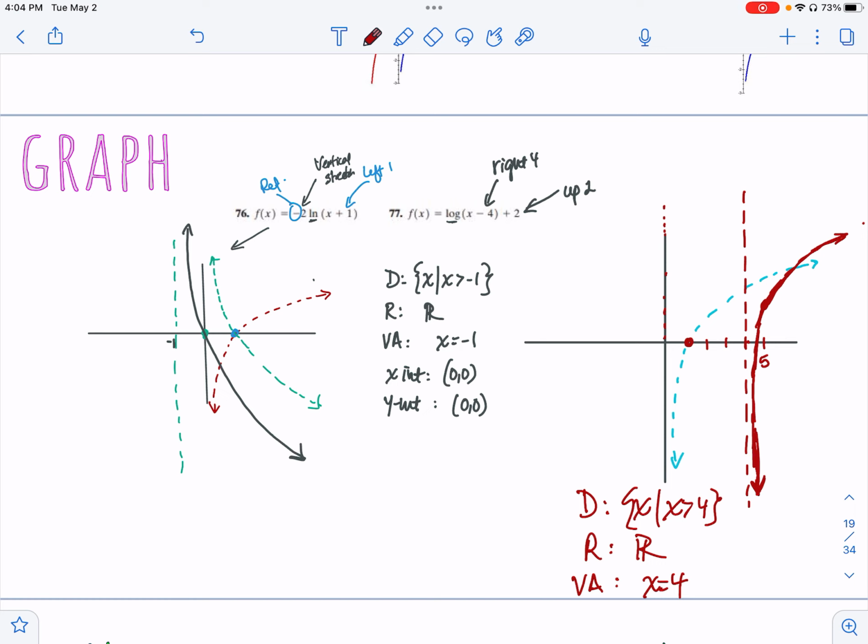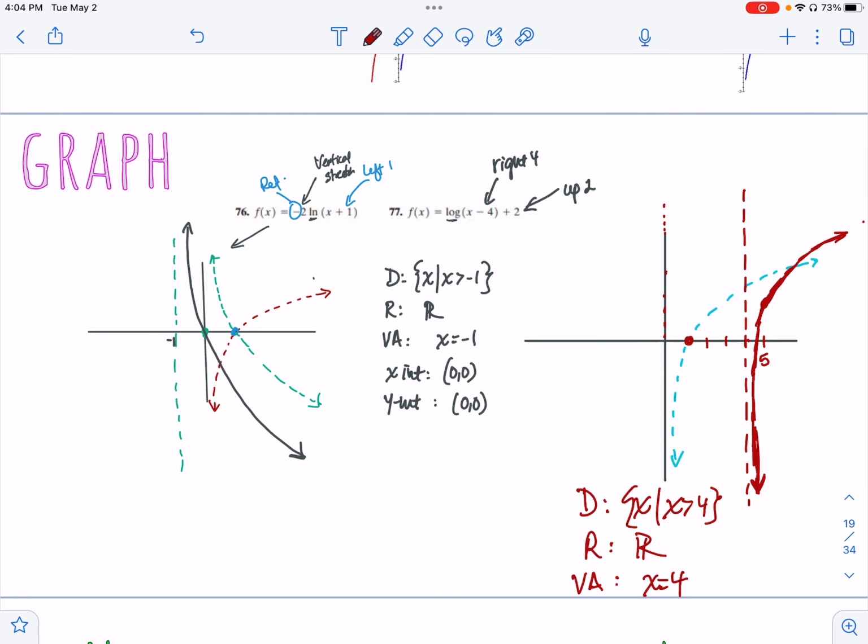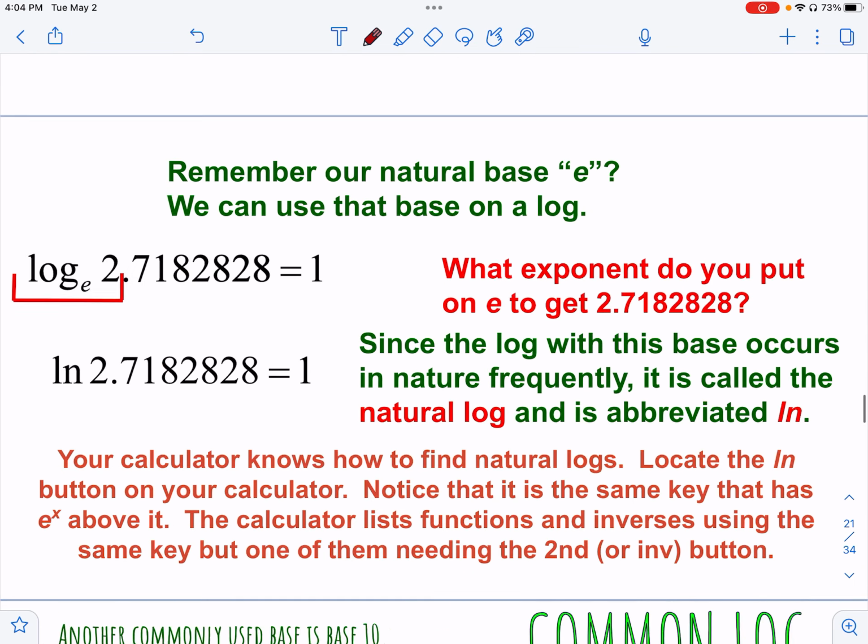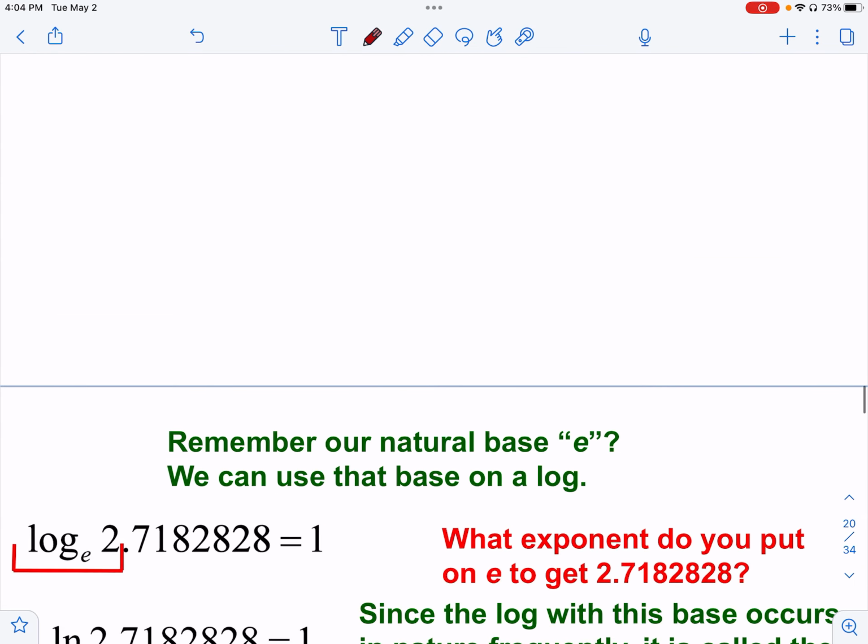All right, x-intercept, we don't know it yet. We'll have to do it algebraically, and we still don't have y-intercept. All right, moving on to the third topic. I already explained this to you.